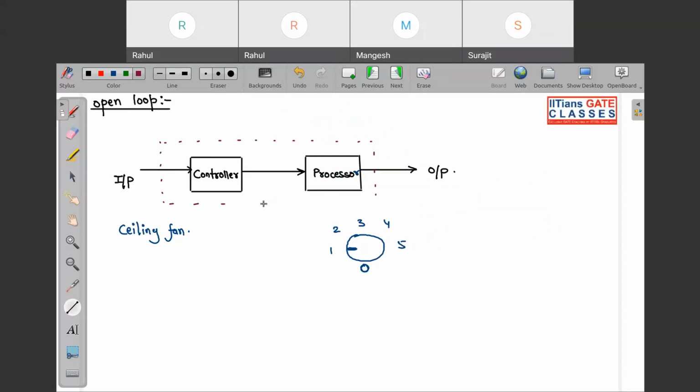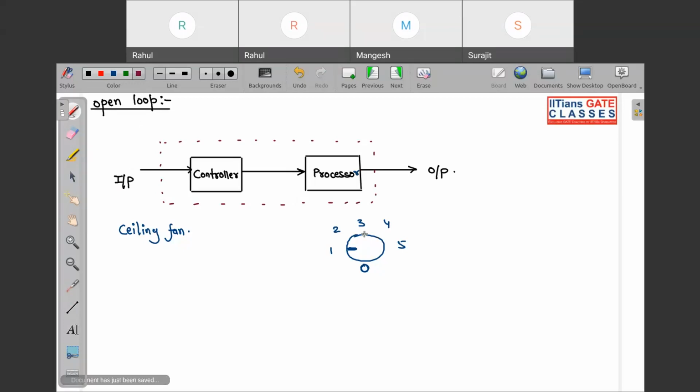Okay, so this is your block diagram of an open loop control system. In an open loop control system, basically there is no relationship between input and output, and there is always human interference for your particular input to get your desired output. For example, your ceiling fan. So the ceiling fan is an example of an open loop system.